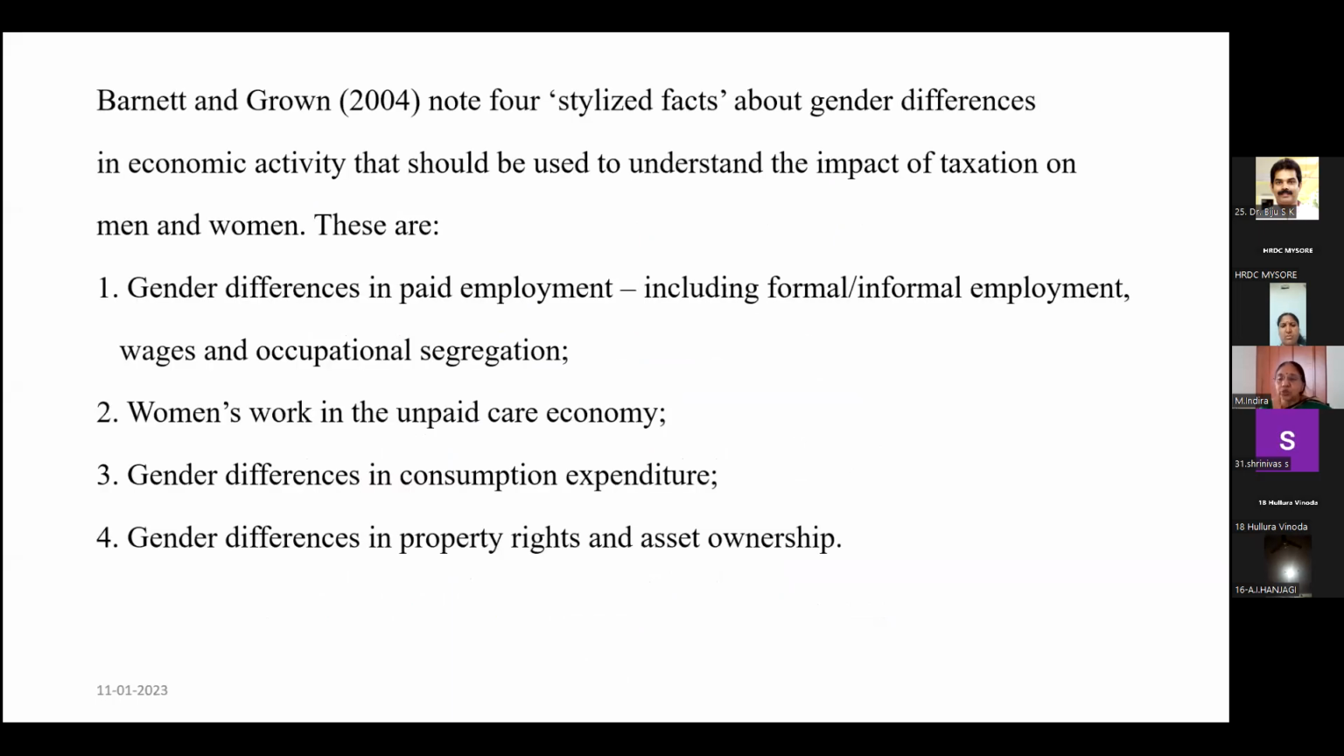So, the gendered impact of taxation. As I told you, not only does expenditure affect men and women differently, the tax also affects men and women differently, because there are differences in paid work and consumption expenditure, and gender differences in property rights and asset ownership. Because of all these things, the taxation structure affects men and women differently. See, women's work is mainly unpaid. Yes, because of differences in consumption expenditure and differences in property rights and asset ownership.